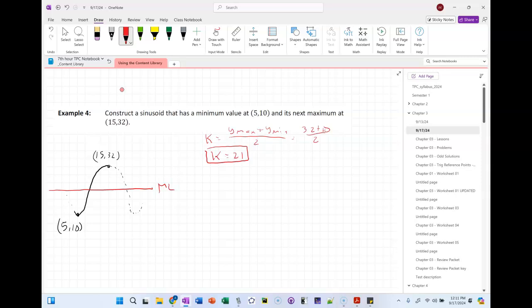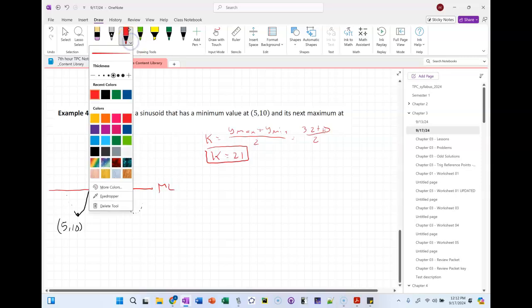Is everybody okay with that? Now that formula I wrote down, y max plus y min over 2, you can use anytime you have a min and a max like this. That'll work.